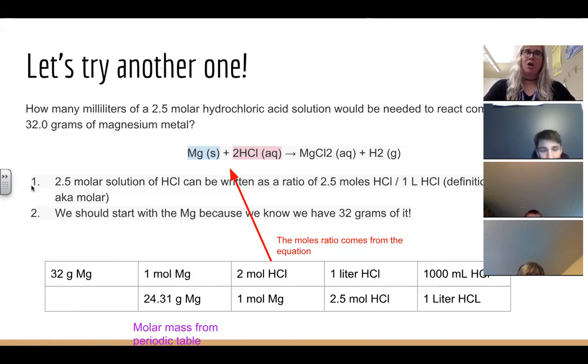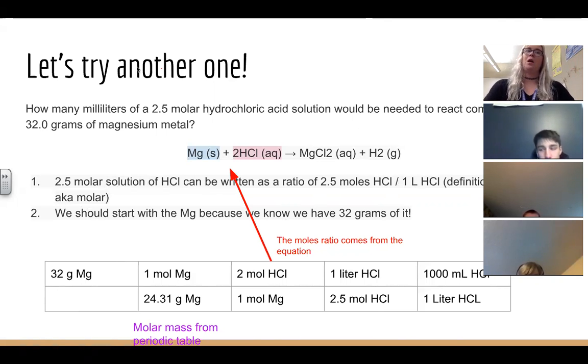First part, what does molar solution or molarity mean? It means moles per liter. So we can write that as 2.5 moles of hydrochloric acid to 1 liter. Pretty easy. We want to start with the magnesium. That seems kind of counterintuitive because you're probably thinking, yeah, but we're trying to figure out the hydrochloric acid. Well, yeah, but the metal is limiting us.